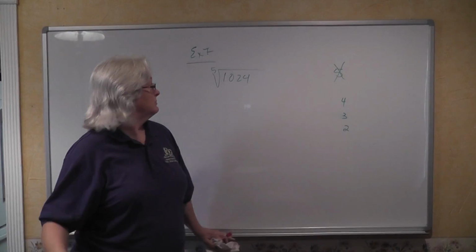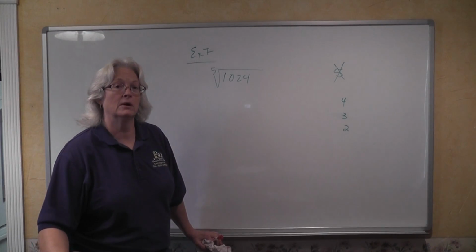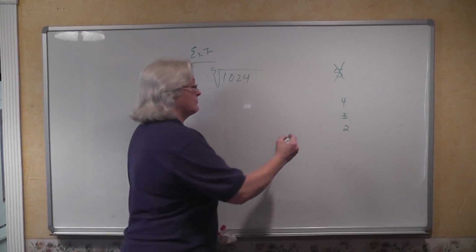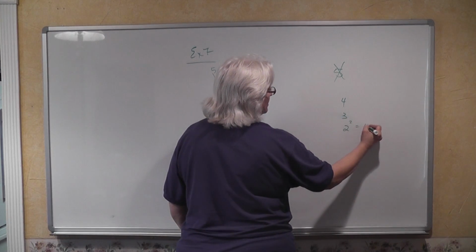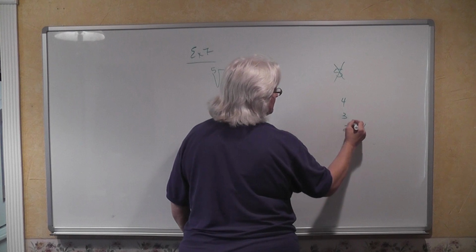Let's just think, we're looking for a fifth root. Well, we just said that 2 to the 4th was equal to 16, didn't we?